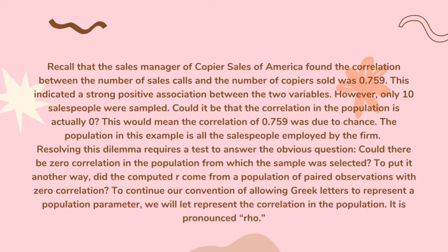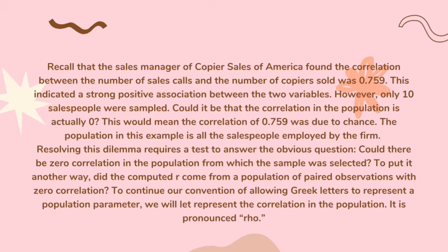This would mean the correlation of 0.759 was due to chance. The population in this example is all the salespeople employed by the firm. Resolving this dilemma requires a test to answer the obvious question: could there be 0 correlation in the population from which the sample was selected? To put it another way, did the computed R come from a population of paired observations with 0 correlation?